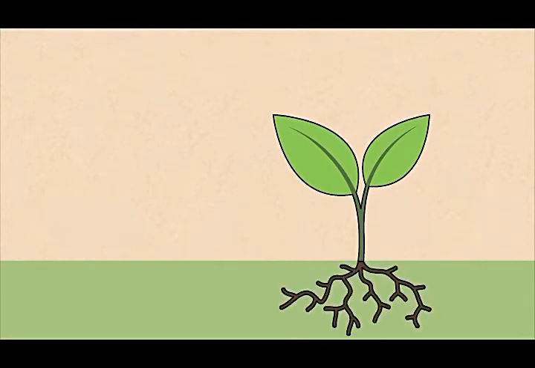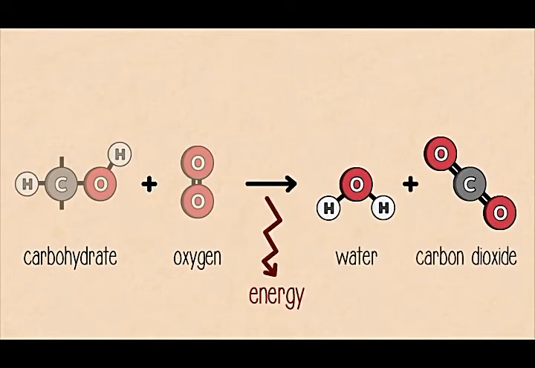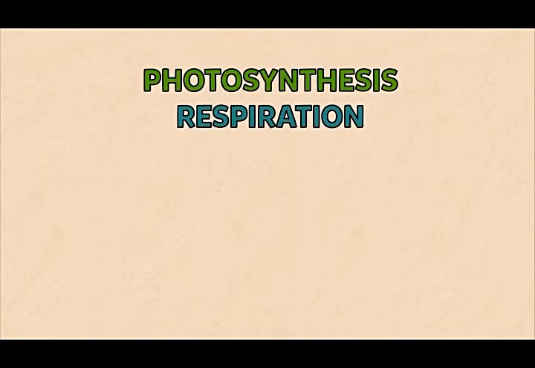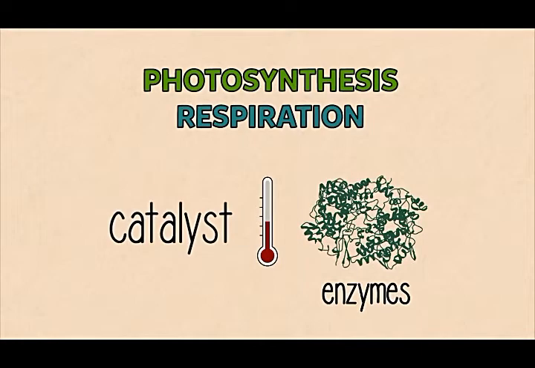To obtain energy, they simply reverse this reaction, letting the oxygen and the carbohydrate rejoin, forming carbon dioxide and water all over again. And this is respiration. Let's look at these two processes more closely. They both need catalysts to enable them to work at normal temperatures. These catalysts are called enzymes.